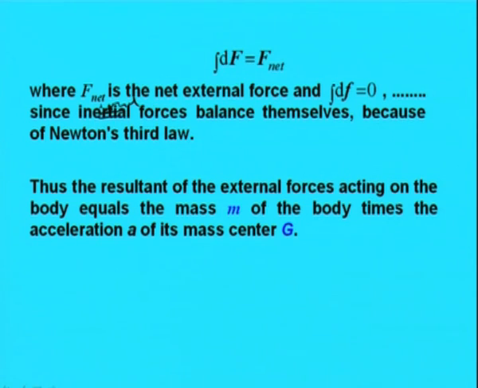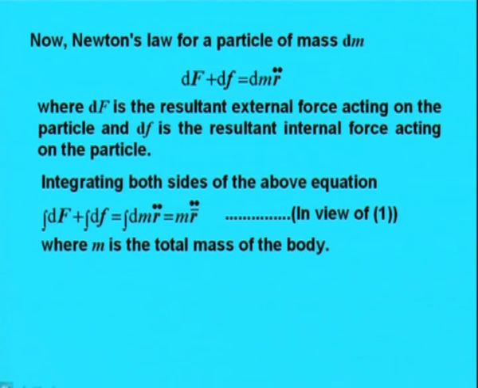Now, the resultant of the external forces acting on the body equals the mass m of the body times the acceleration a of its mass center G. In that case, you get only this equation: the resultant of the external forces is mass times the acceleration of the mass center.